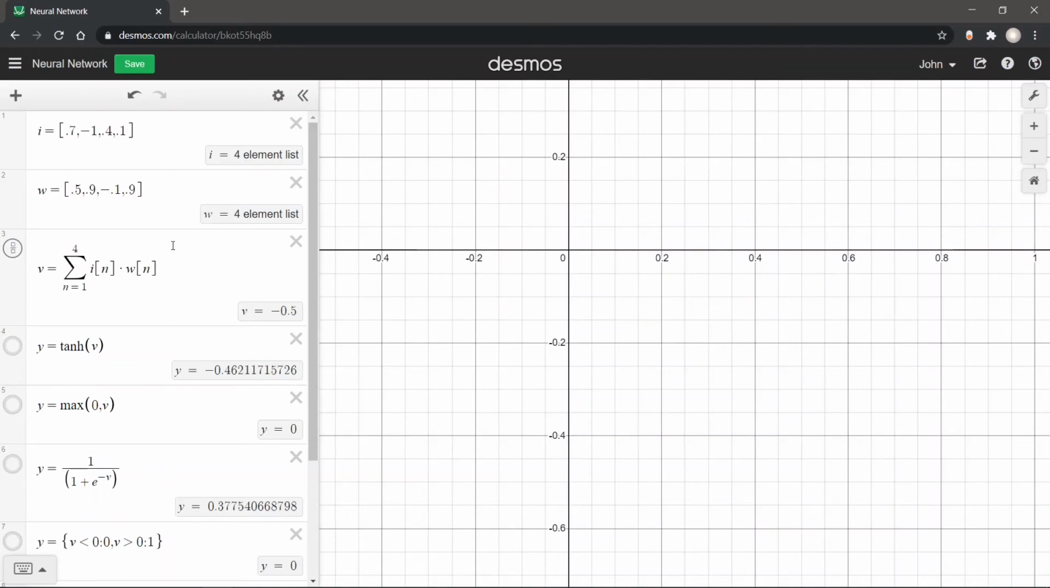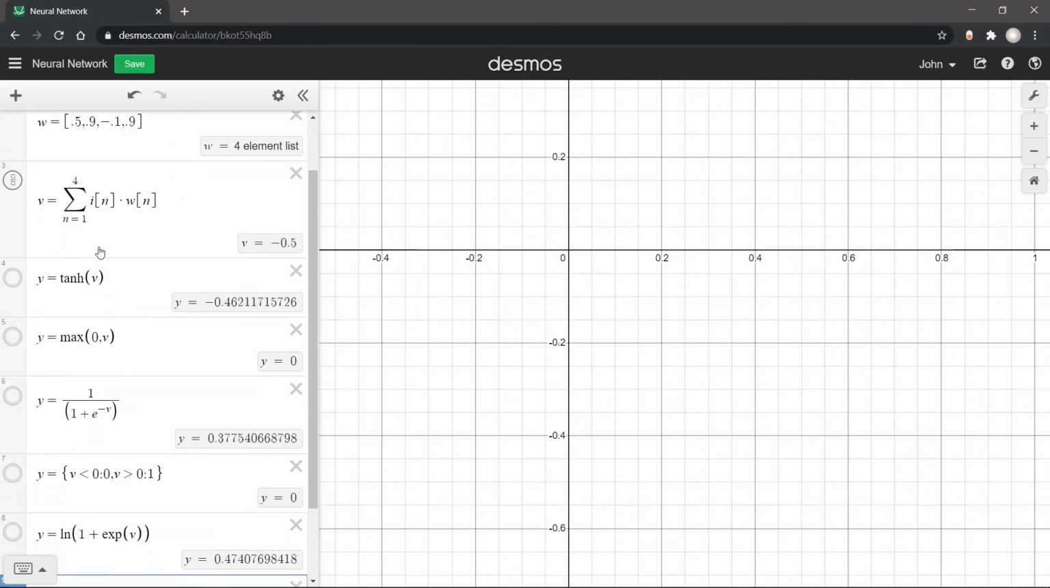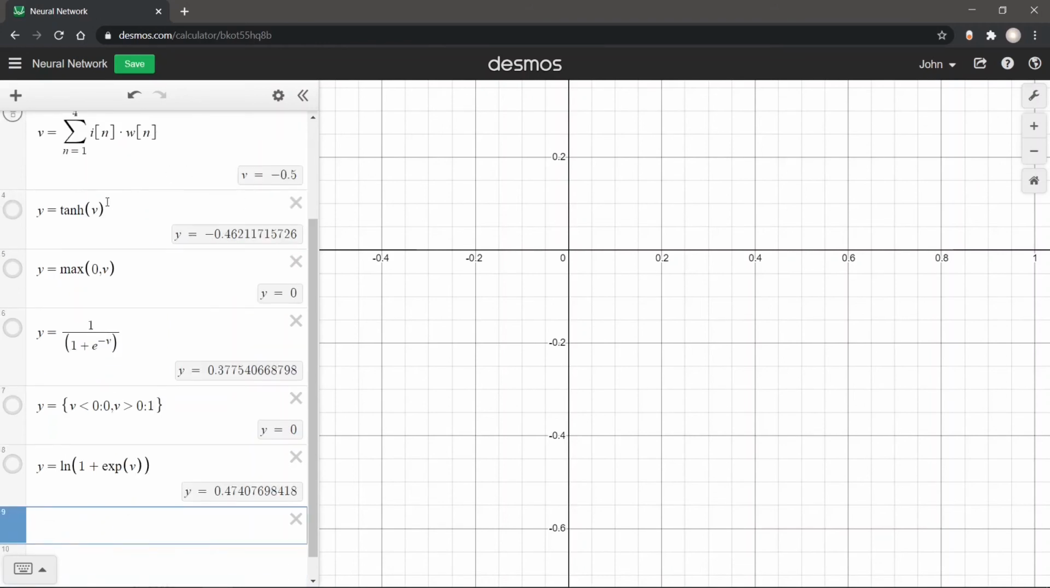As you can see here, this is sort of like a pseudo neural network in Desmos. This you can picture as the input vector. This you can imagine being the weight vector. This is computing the dot product of the two vectors to get a single numerical output, which is -1/2. And now I'm simply inputting that into all these different activation functions. If you remember, this is the hyperbolic tangent, this is the ReLU, this is the sigmoid, the binary step, and the softplus. Observing the various outputs, you might notice that since the input is negative, since it's -1/2, both the ReLU and the binary step are outputting 0.